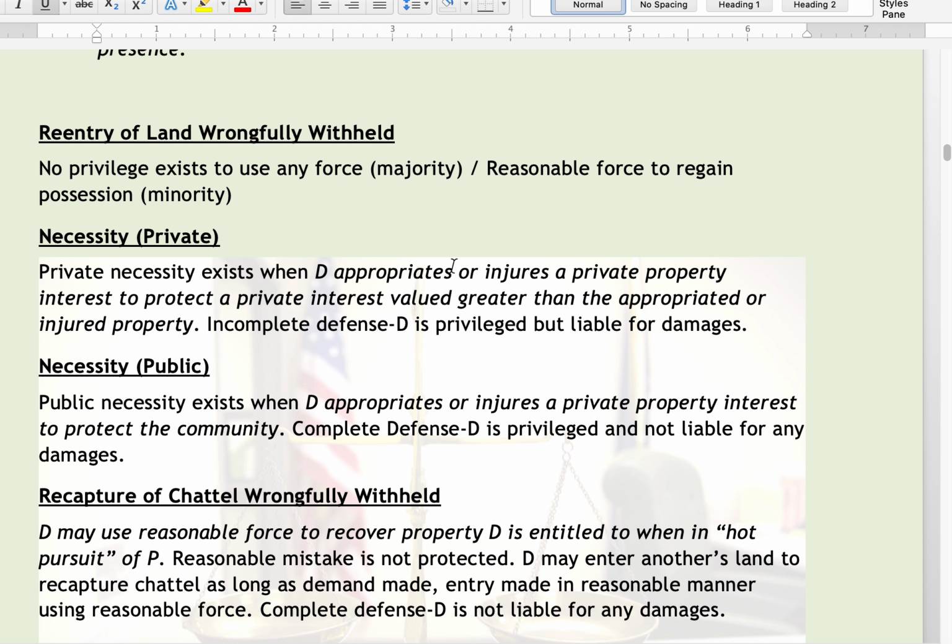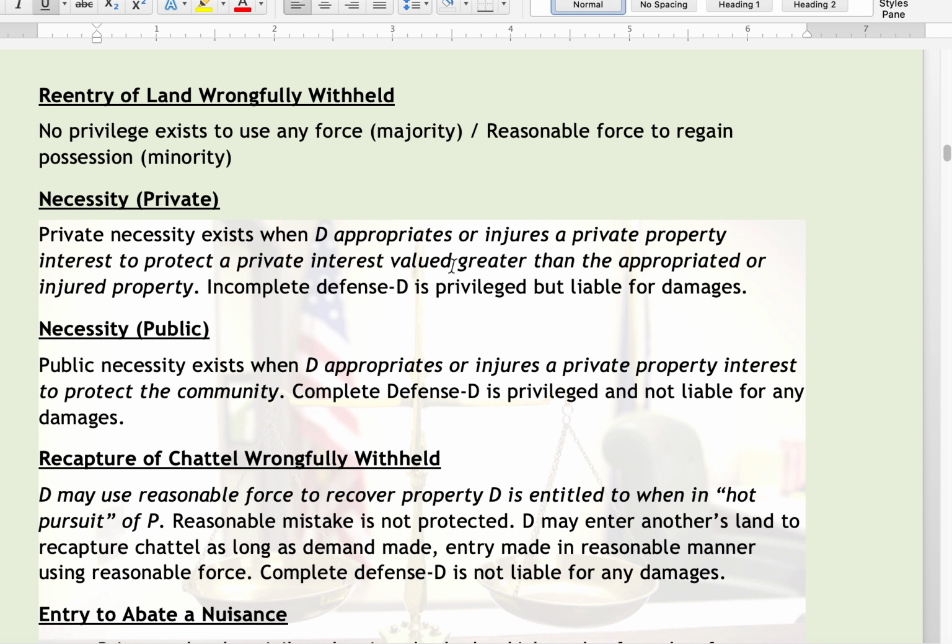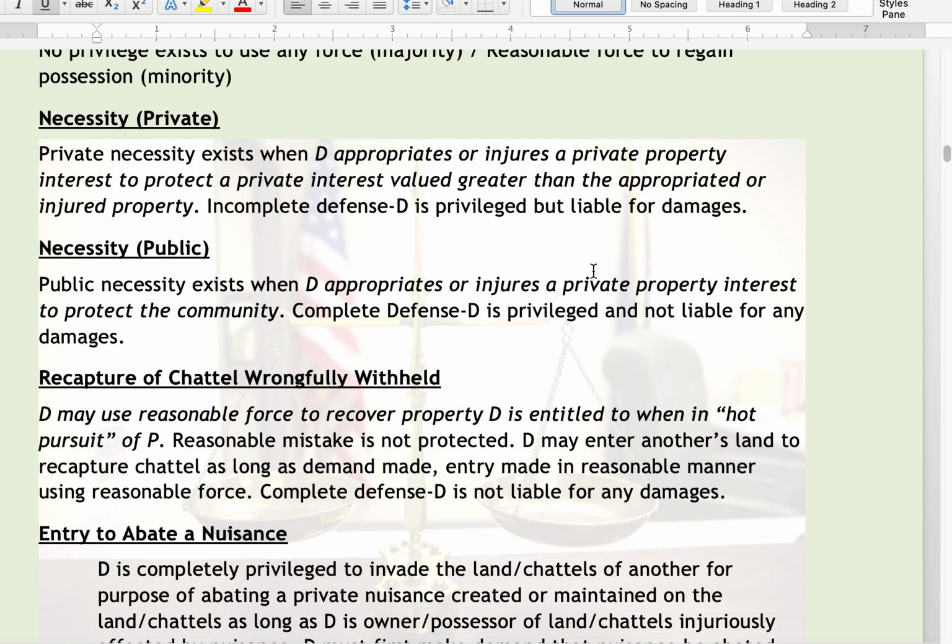Reentry of land wrongfully withheld. Majority: no privilege exists to use any force. Minority: reasonable force to regain possession.